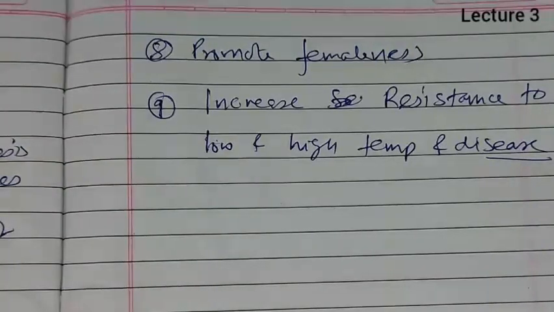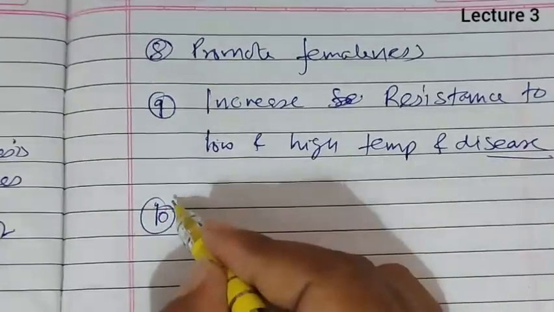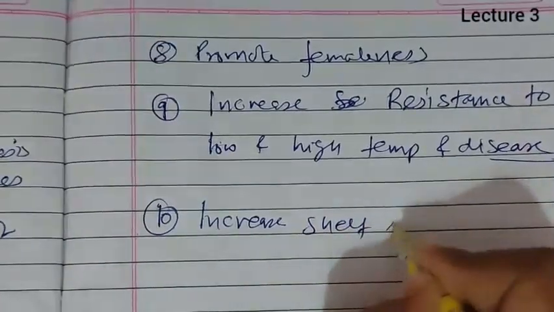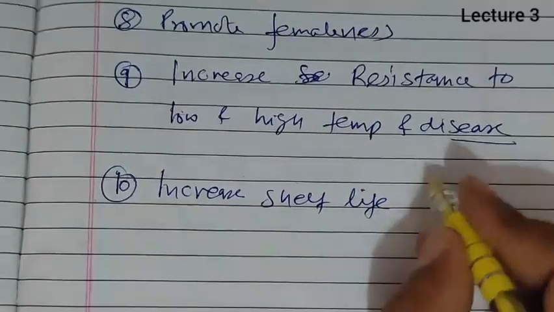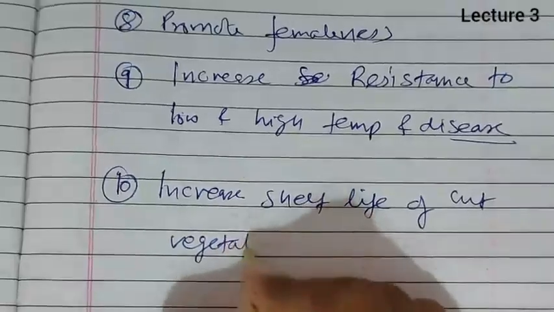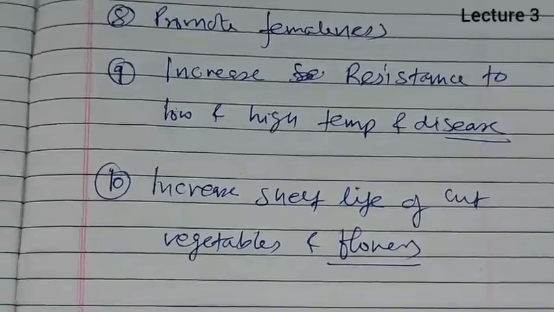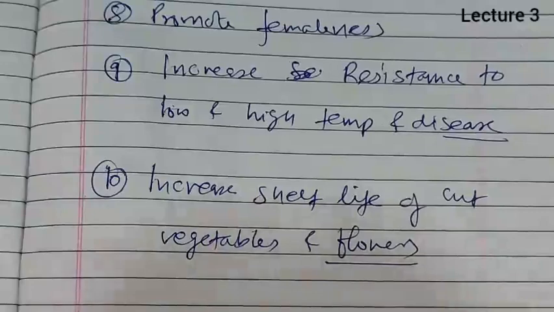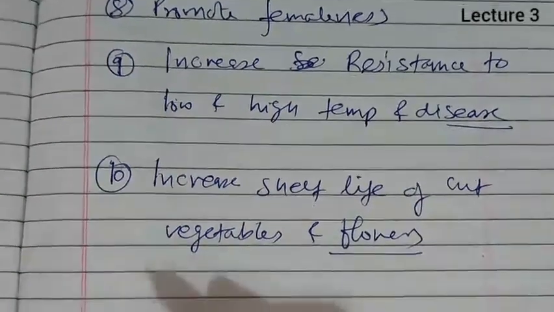Apart from this, it also increases the shelf life of cut vegetables and flowers. It means if a flower continues to blossom after cutting from the original plant up to a certain time period, then that time period is known as shelf life. Okay, so this is all about this.